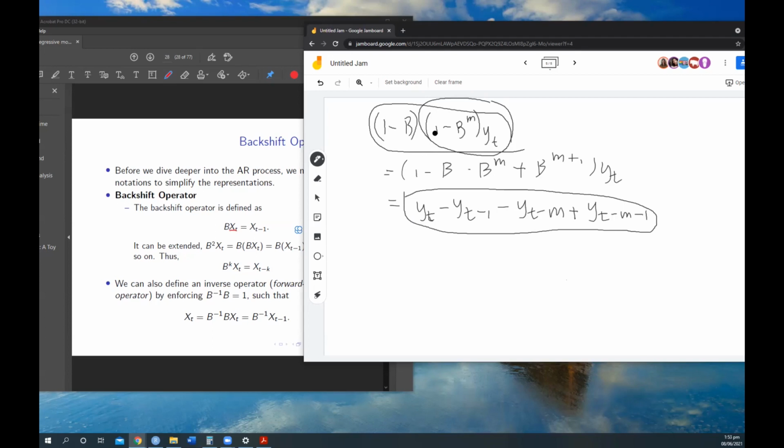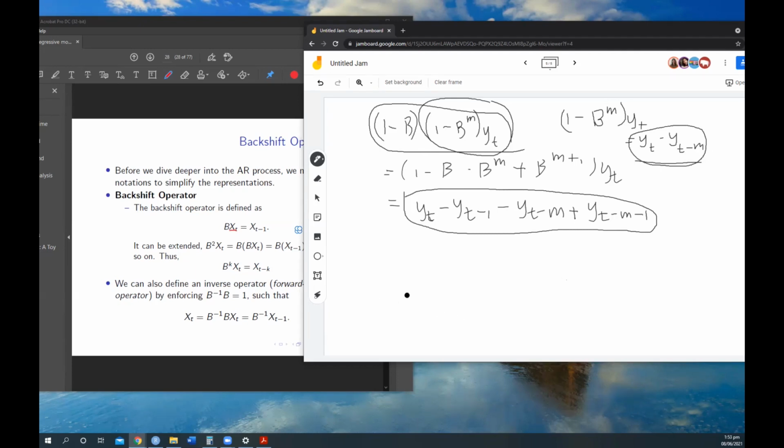is actually what we call the, so kung distribute manggod ni mo na siya. Y sub T minus Y sub T minus M. Right? So this is basically the observation minus the T minus M observation. And this is the formula we use if we want to do seasonal differencing. And M here represents the seasonality.